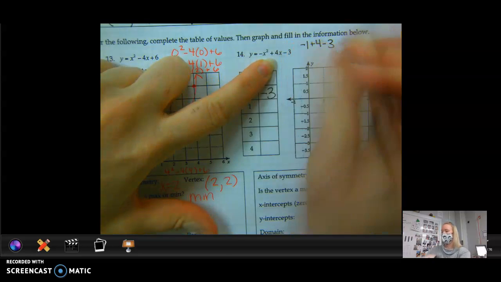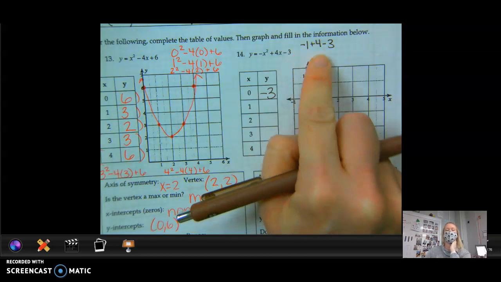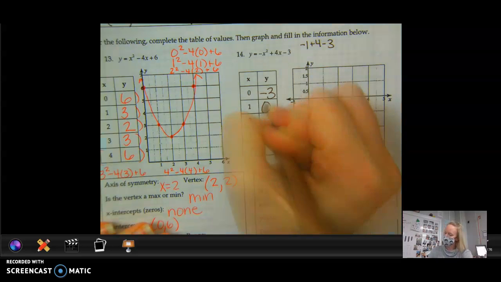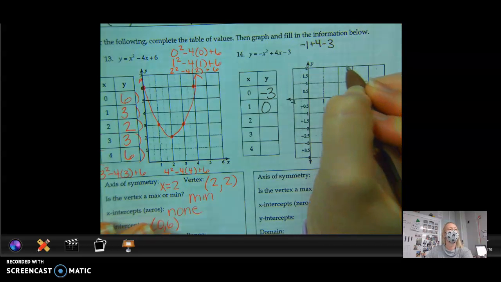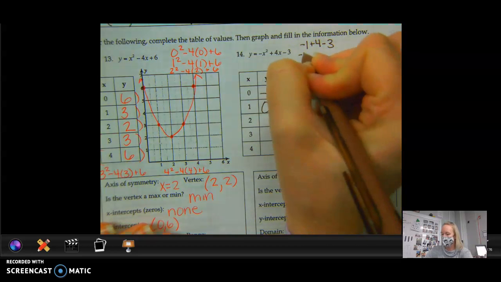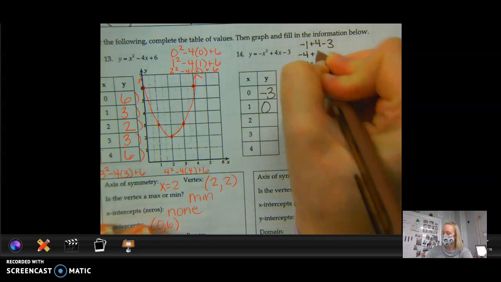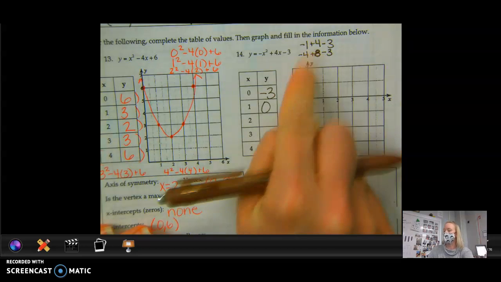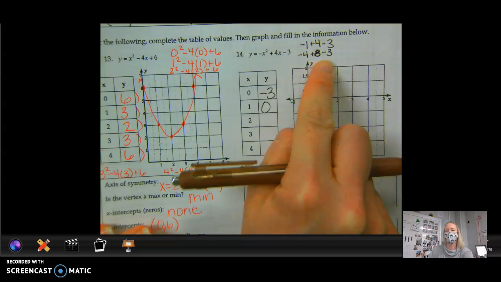So on this guy, I'm doing negative 1 plus 4 minus 3. So what's negative 1 plus 4? And then 3 minus 3 is 0. 2, what's 2 squared? And throw the negative sign in front of it. What's 2 times 4? There you go. And then we're going to do minus 3. So what's negative 4 plus 8? Minus 3.